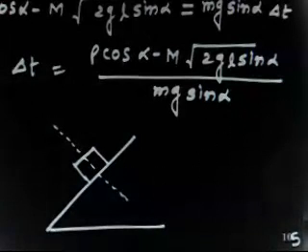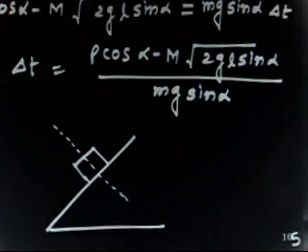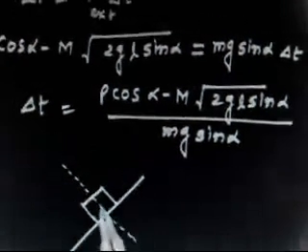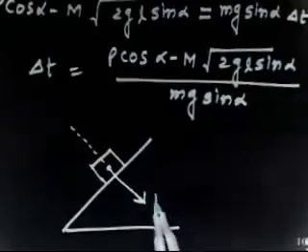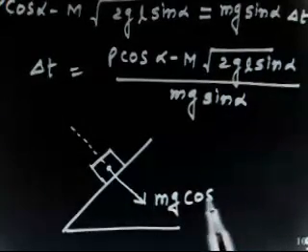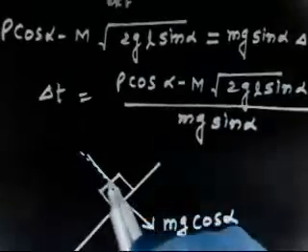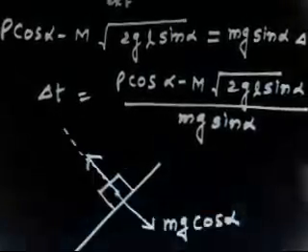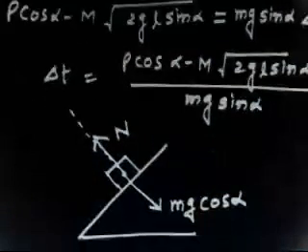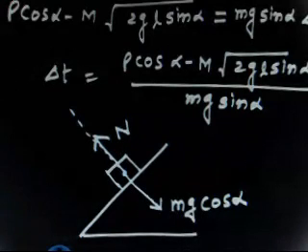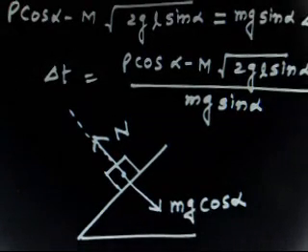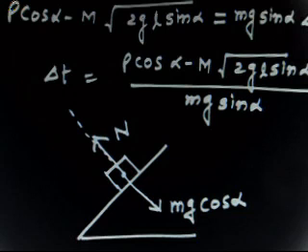The answer will be easy if you understand the forces that are acting. If you want to apply it, one external force I know is mg cos alpha in this direction, and another force you will also have is the normal reaction. So F external in the perpendicular direction will be N minus mg cos alpha. But the normal reaction is not known.